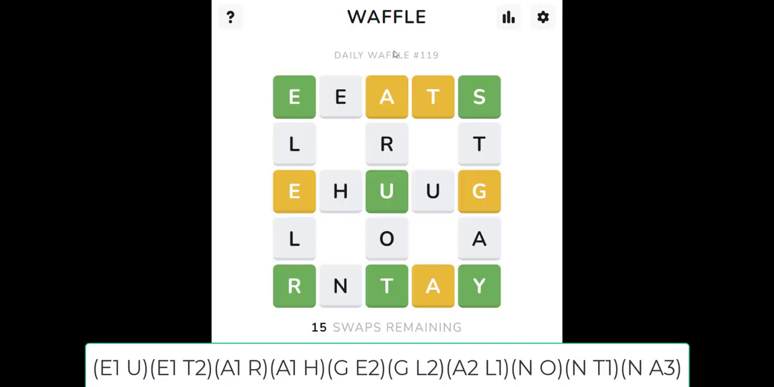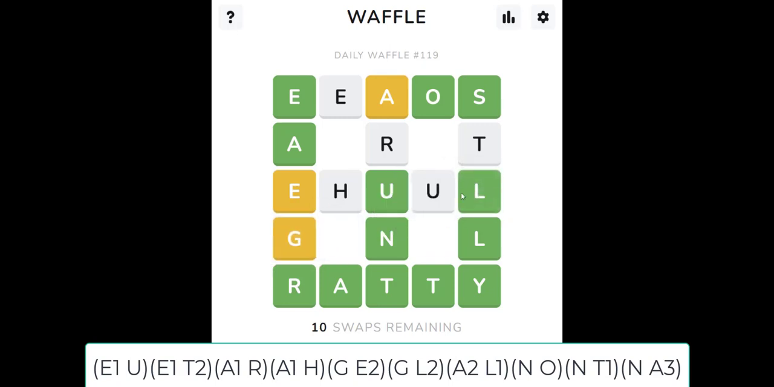So we're over at wafflegame.net and we're just going to follow this sequence of transpositions, always right to left. So I start with N and A3. So N, and there's my third A. Then we do N and T1. So the first T is up at the top. Then we do N and O. Now A2 and L1. So there's my second A, and my first L is over here. Then we're going to do G and L2. There's my second L and the G. Now we do G and E2, so just one space up.